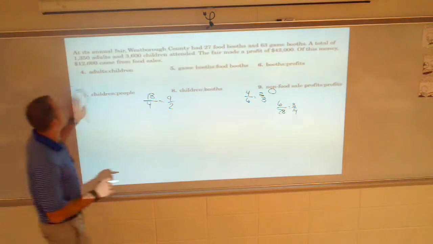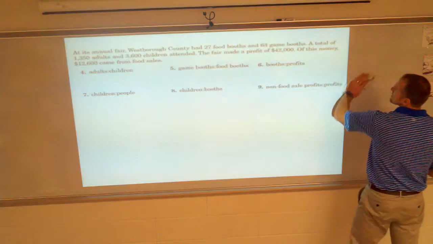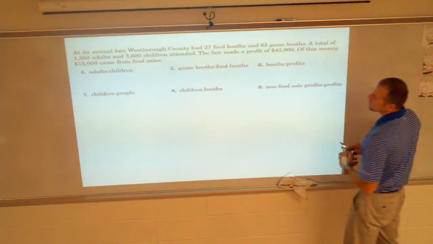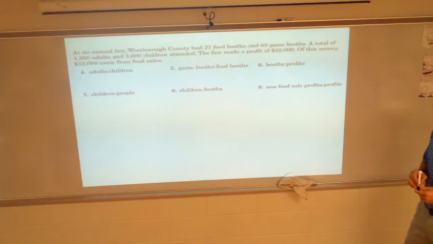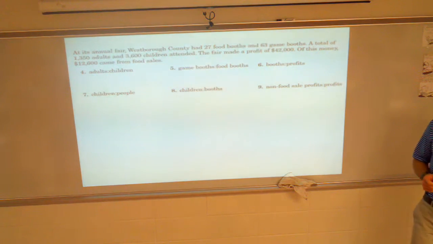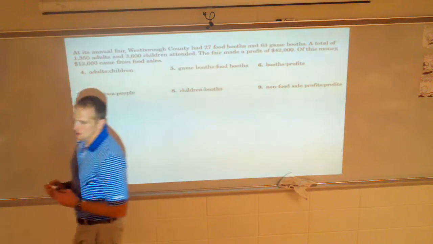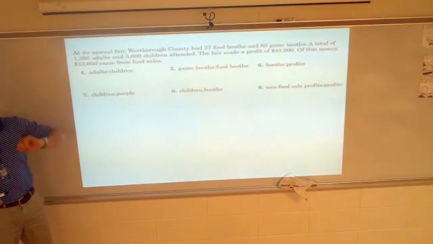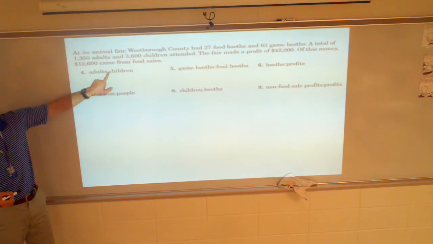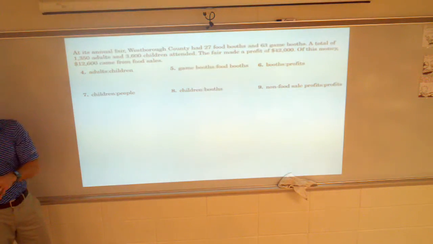All right, some more. At its annual fair, Westboro County had 27 food booths and 63 game booths. A total of 1,350 adults and 3,600 children attended. The fair made a profit of $42,000. Of this money, $12,600 came from food sales. Now, I want to write this as a ratio, and this is typically the way a ratio is written, using a colon like this.